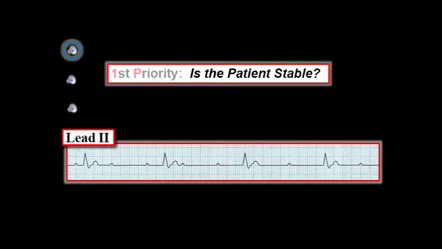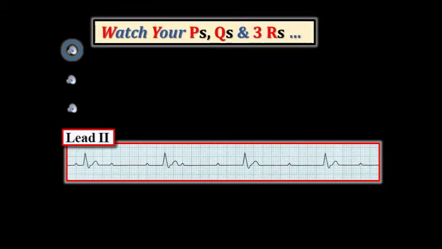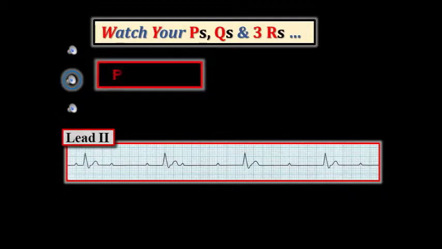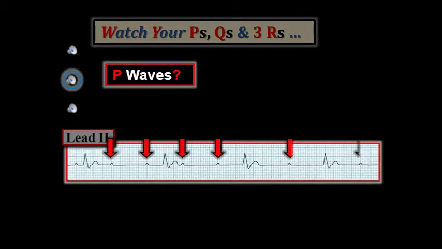So, given that this patient is stable, I approach rhythm diagnosis of the AV blocks in the same way I approach diagnosis of any other arrhythmia, by the P's, Q's, and 3R approach. Let's start with P waves. There is regular atrial activity in this tracing, red arrows.